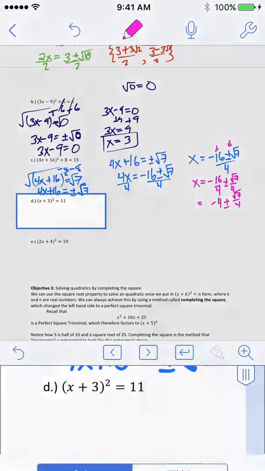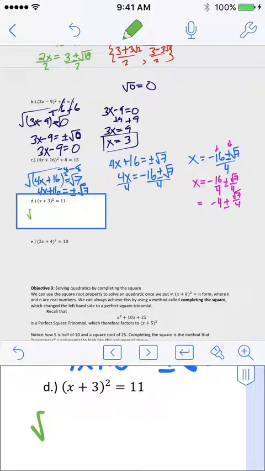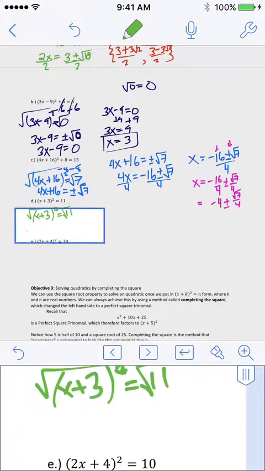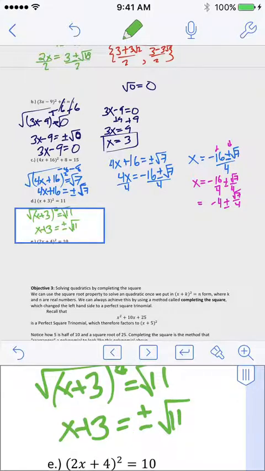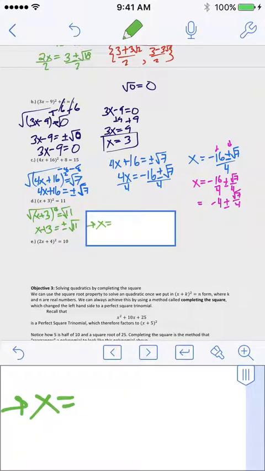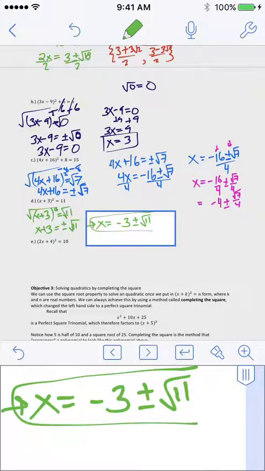Alright, let's keep going. Do another one. Luckily, now this one, I have the x plus 3 quantity squared equals 11. The whole side is being squared, so I can just jump straight to square root property. X plus 3 squared is equal to 11. I can take the square root of both sides. I'm left with x plus 3 is equal to plus or minus the square root of 11. Then I can move the 3 over. I'm left with x is equal to minus 3 plus or minus the square root of 11. And 11 is prime, so I am finished.